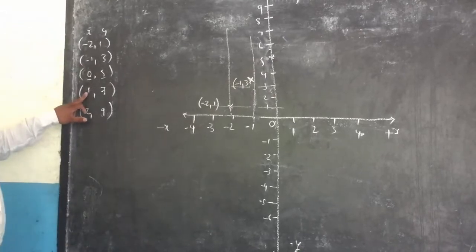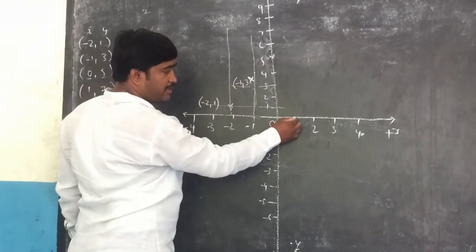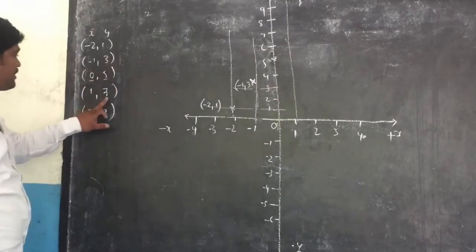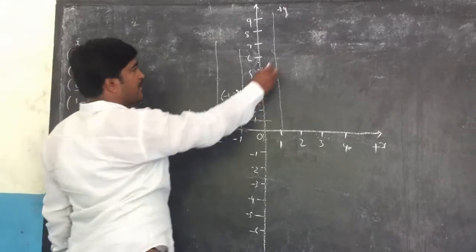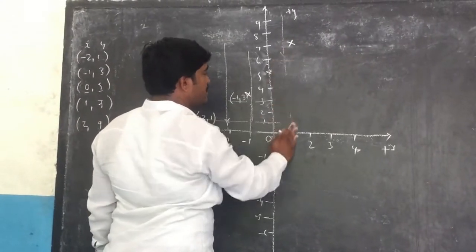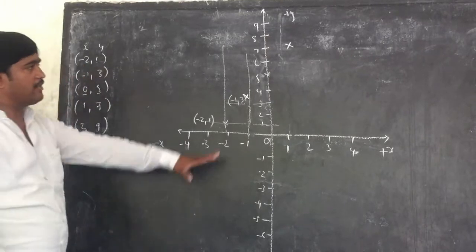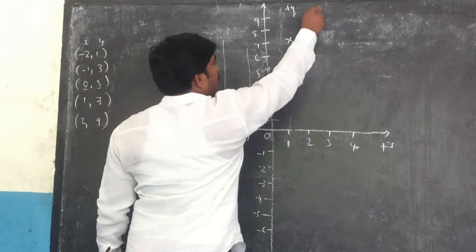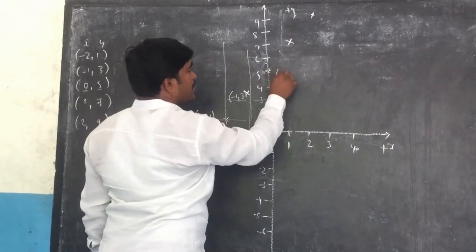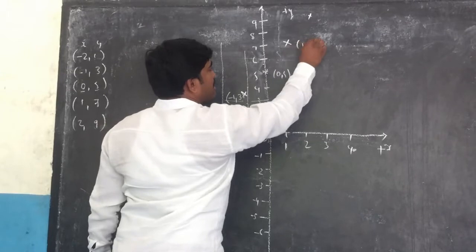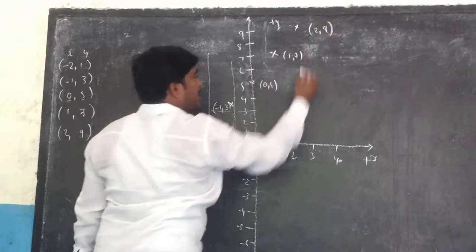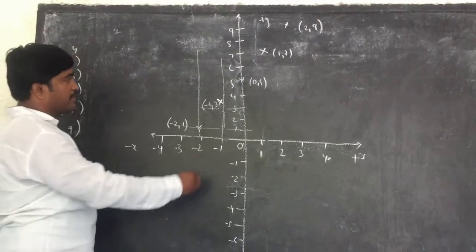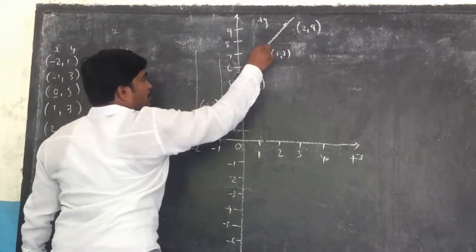And what is the next value? 1, 7. I'll go for the 1. This is the positive 1 line. Now I'll go for the 7. What is the value of y? 7. Where does the 7 exist? This is the 7. I'll take the 1 as well as 7. Now I'll go for the point 2, 9. Here I'll write this is 0, 5 and this is 1, 7 and similarly this is 2, 9. After marking each and every point, join all the points with a scale or by hand.